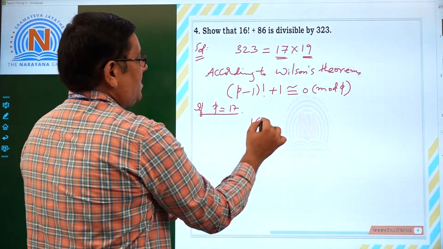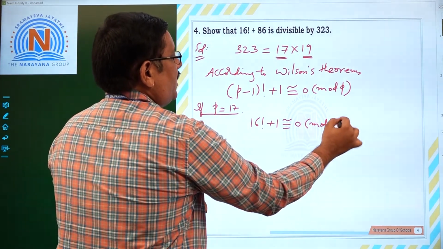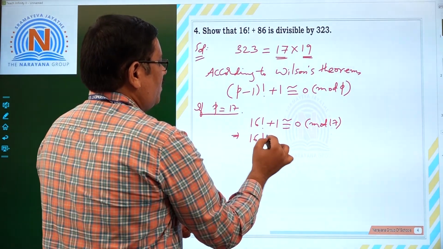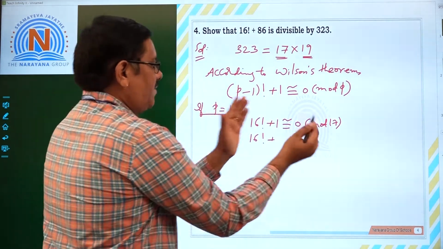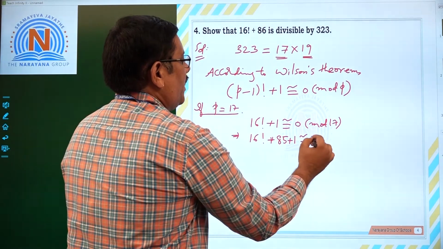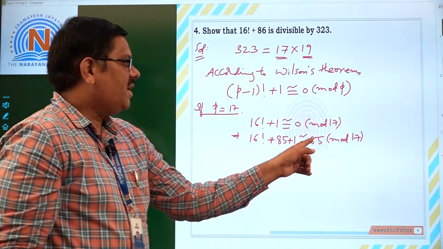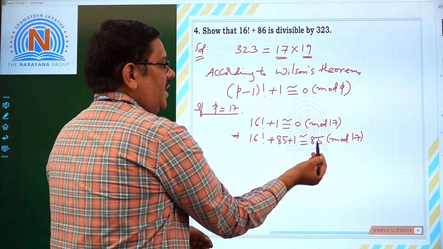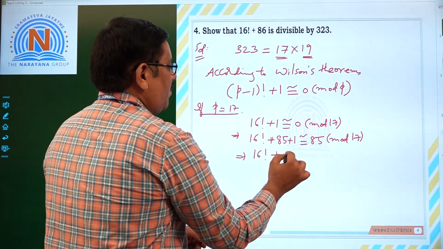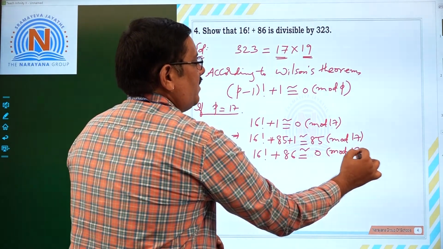17 minus 1, that is 16 factorial plus 1, is congruent to 0 modulo 17. Now, what I am trying to do is add 85 on either side of it. So it is 16 factorial plus 85 plus 1 is congruent to 85 modulo 17. But if you observe, 85 is a multiple of 17. So if you divide 85 by 17, the remainder will be 0. So this is going to be 16 factorial plus 86 is congruent to 0 modulo 17.